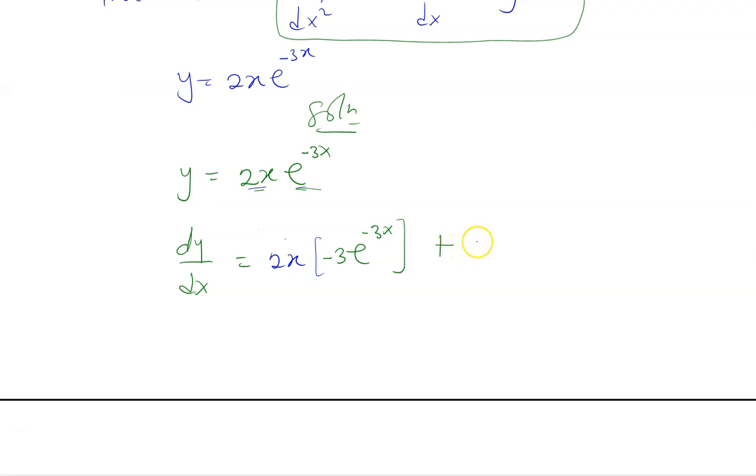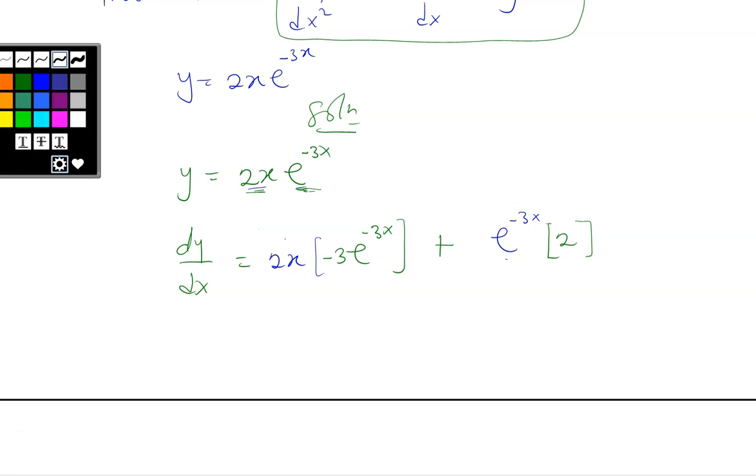So I hold it. The ones I'm holding, I'm using blue ink. So I hold the second one, which is e^(-3x), and I'll differentiate the first one, which is giving us what? If I differentiate it, it's giving us 2. Okay. So I hold the first one and differentiate the second one in the first step. Then I'll come and hold the second one and differentiate the first one. Okay, first expression.